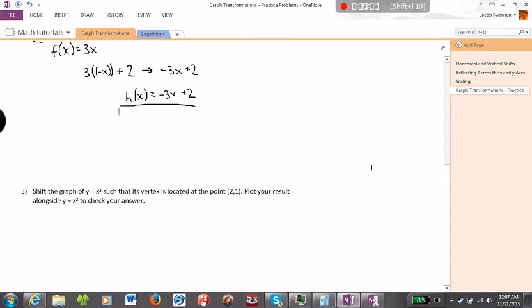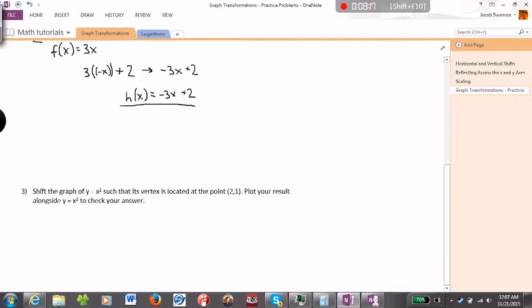Alright, and finally for question 3, we're going to shift the graph of y equals x squared so that the vertex is located at the point 2, 1. And then we're going to use Mathway to check our answer. Or if you have a graphing calculator, that works too. And I would recommend that actually.